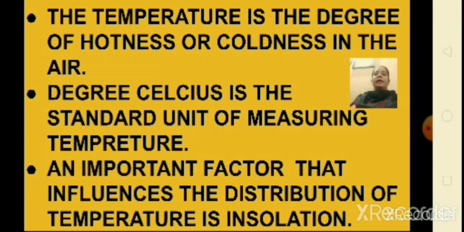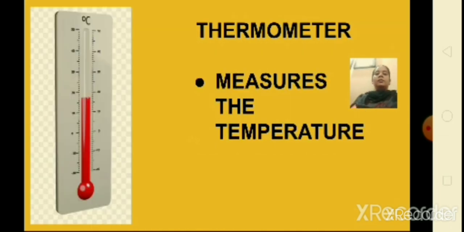An important factor that influences the distribution of temperature is insolation. So, what is insolation? Insolation is the incoming solar energy intercepted by the earth. Now look at this picture. It is a picture of a thermometer. So, when is a thermometer used? A thermometer is used to measure the temperature, right?